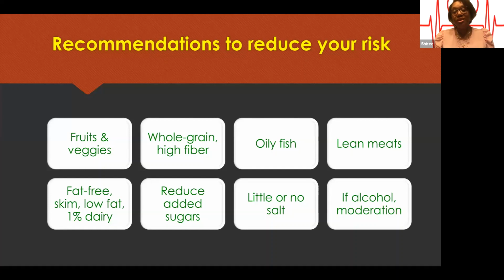Adding little or no salt, probably more like no salt. They have a lot of great salt-free seasoning blends out there that can lend your food a lot of great flavor. And if alcohol, certainly do it in moderation.